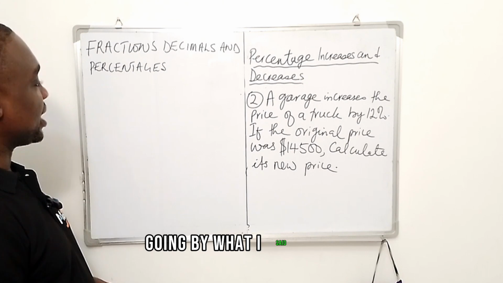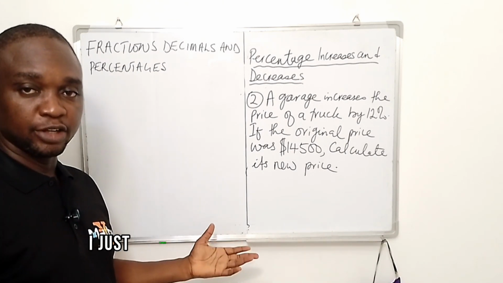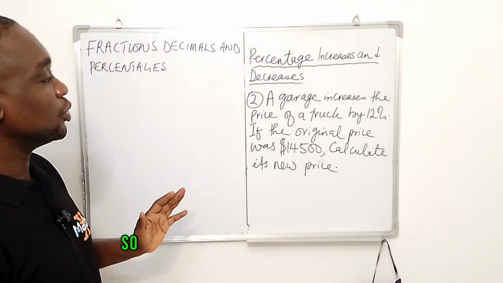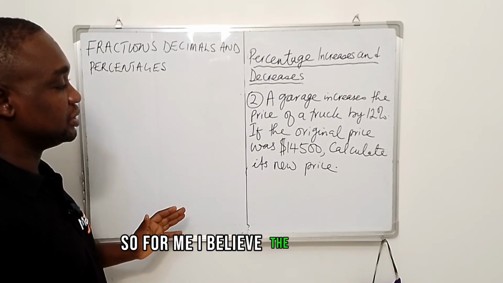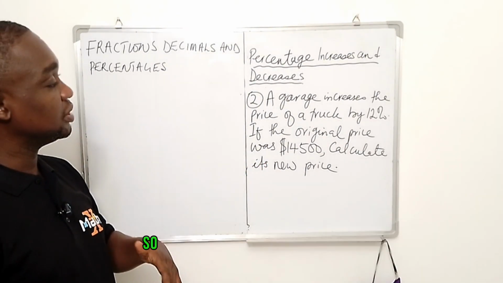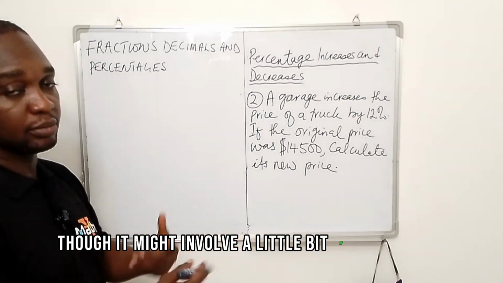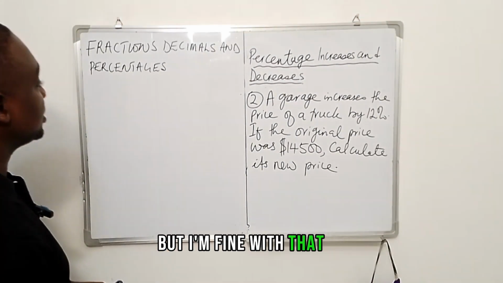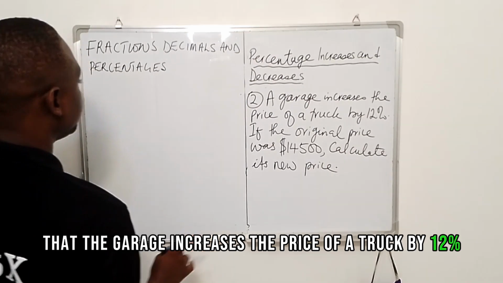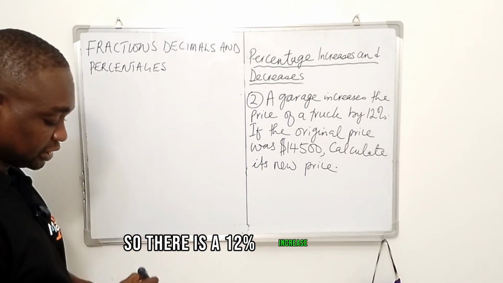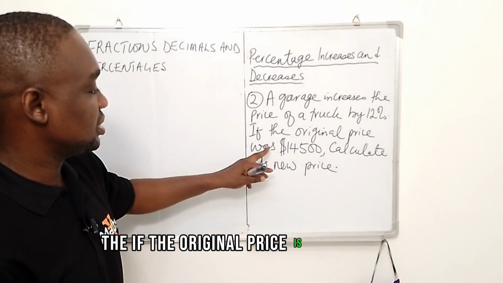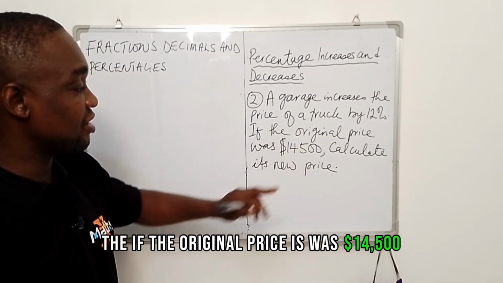Going by what I said earlier, I just showed you how to do it in two ways. The two exercises are similar. So for me, I believe the faster way of getting this thing done is the second method. So that's what I'm going to use, though it might involve a little bit of calculation, but I'm fine with that. So the garage increases the price of a truck by 12%. So there is a 12% increase. If the original price was $14,500.